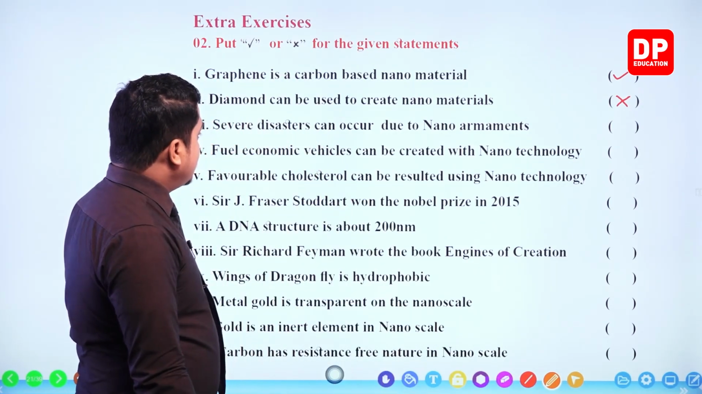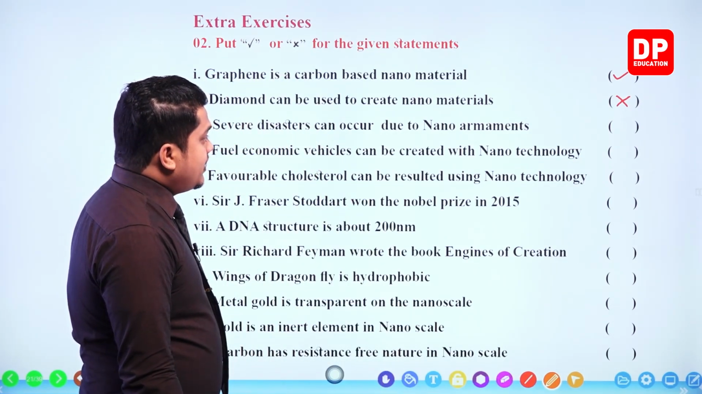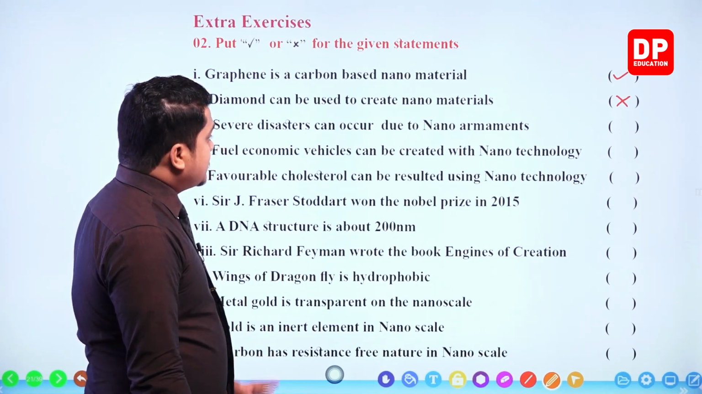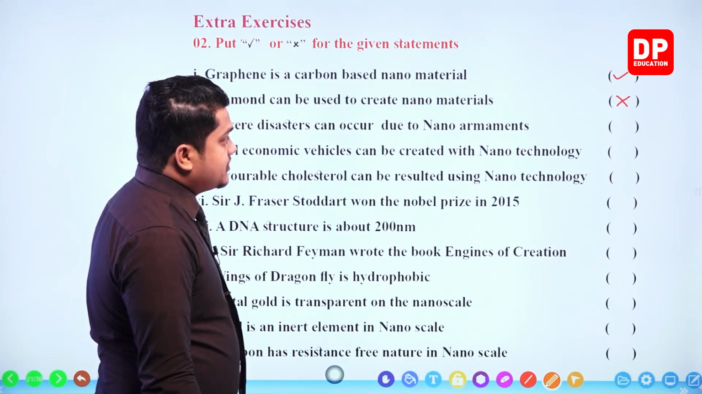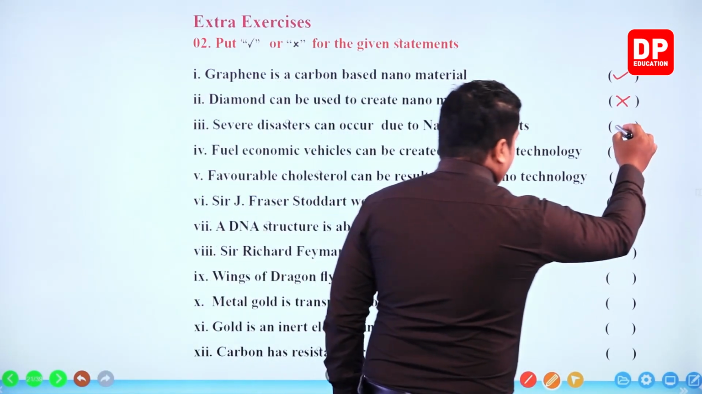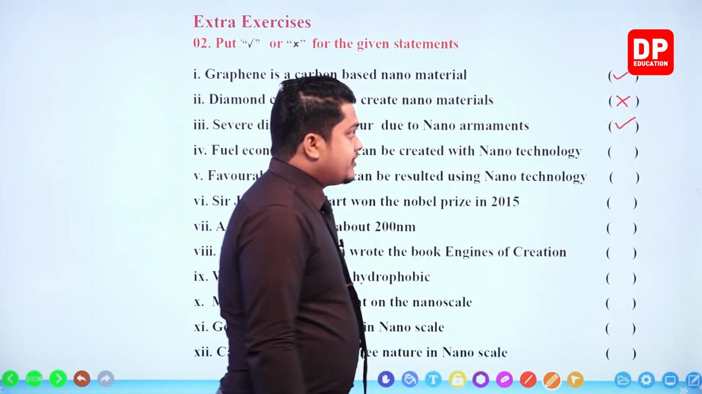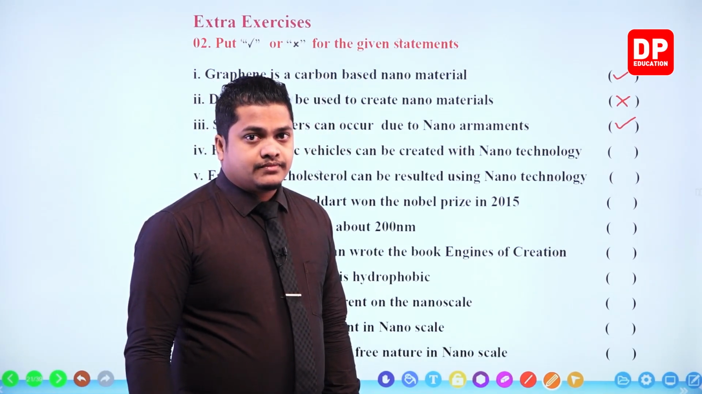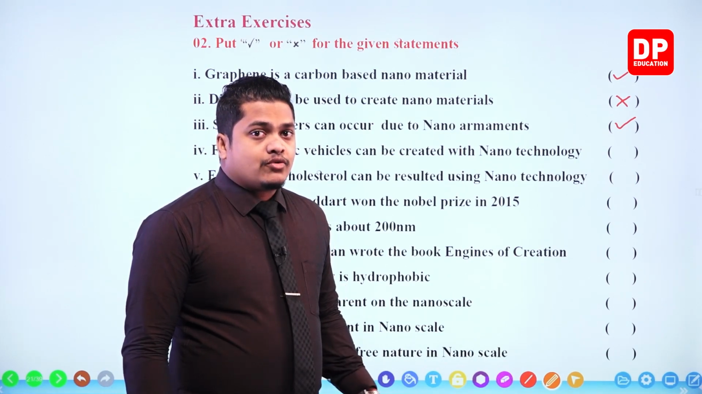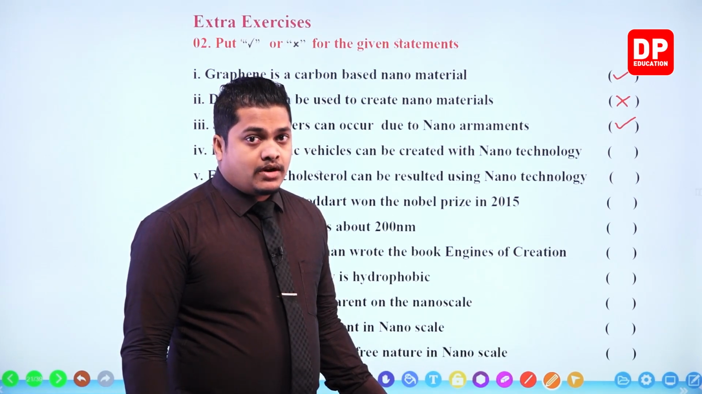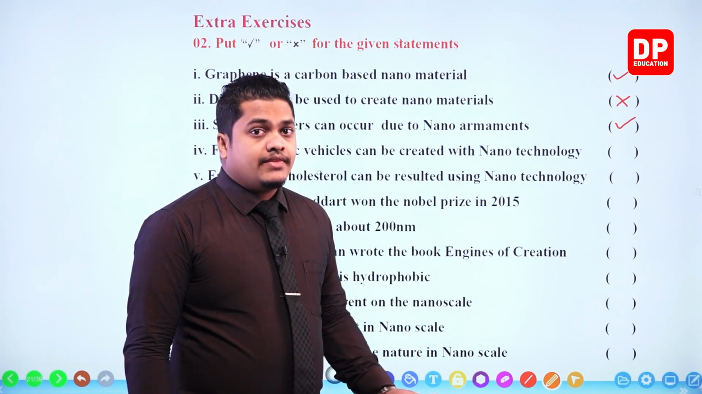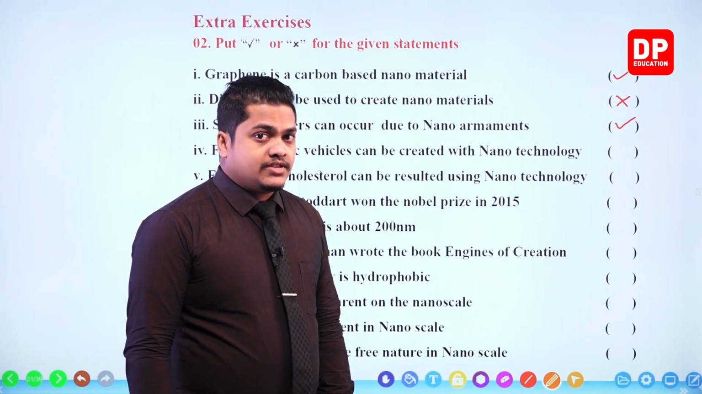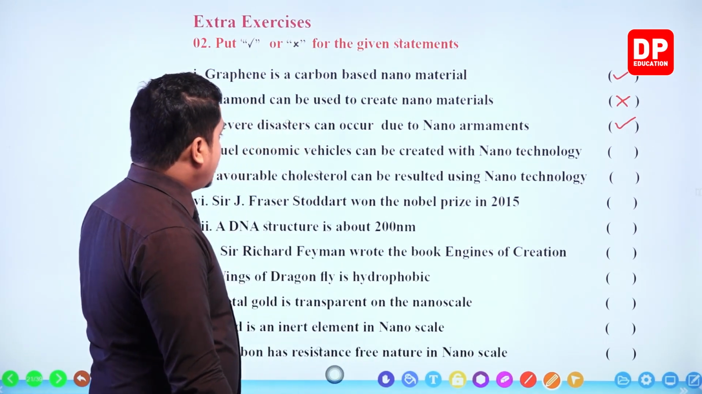Next one. Severe disasters can occur due to nano armaments. Correct. Because of nano military equipment, severe disastrous conditions may occur. If these nano armaments fell into the wrong hands, then my dear children, definitely calamitous conditions will occur in our society. So it is correct. Next one.